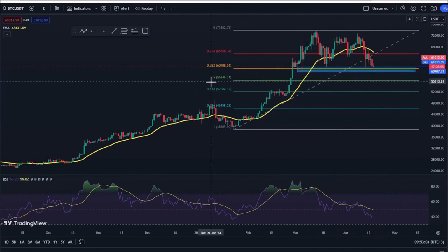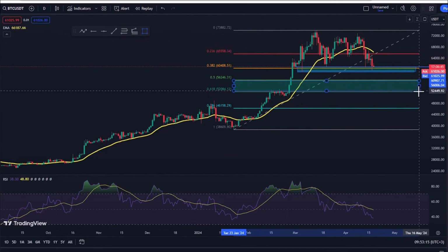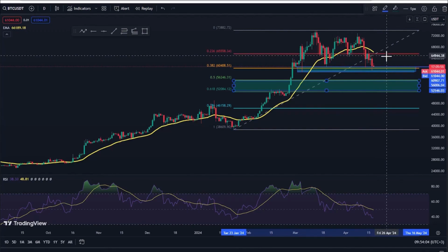If this area is broken downwards, we can expect the range of 56,000 to 52,000 to act as very important, and one might say vital support levels for us. An important point to note is that if we break this area upwards, we might consider the 65,000 area and even slightly lower as a significant resistance area for ourselves, with the EMA reaching this zone around 64,500 to 65,000.